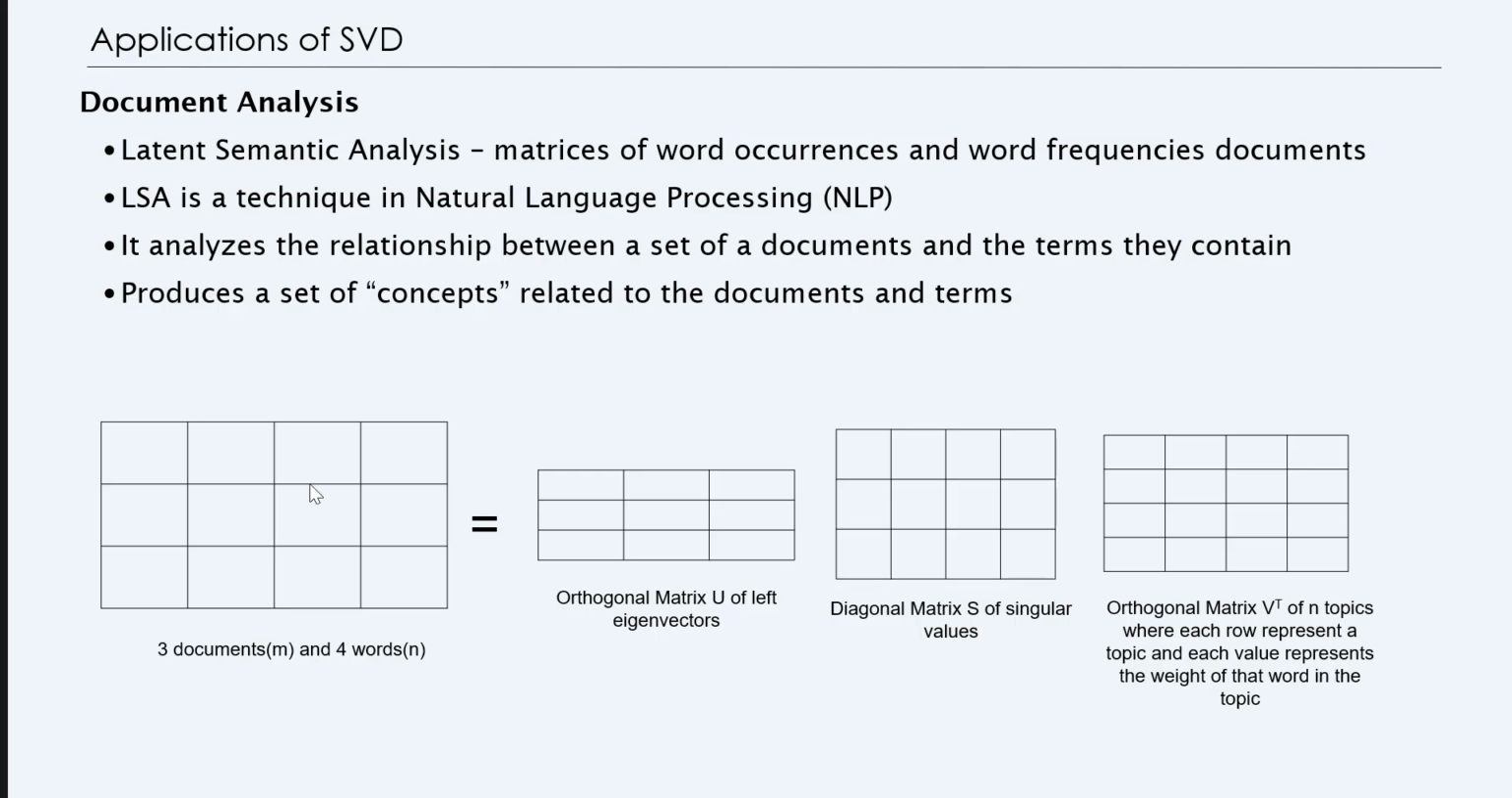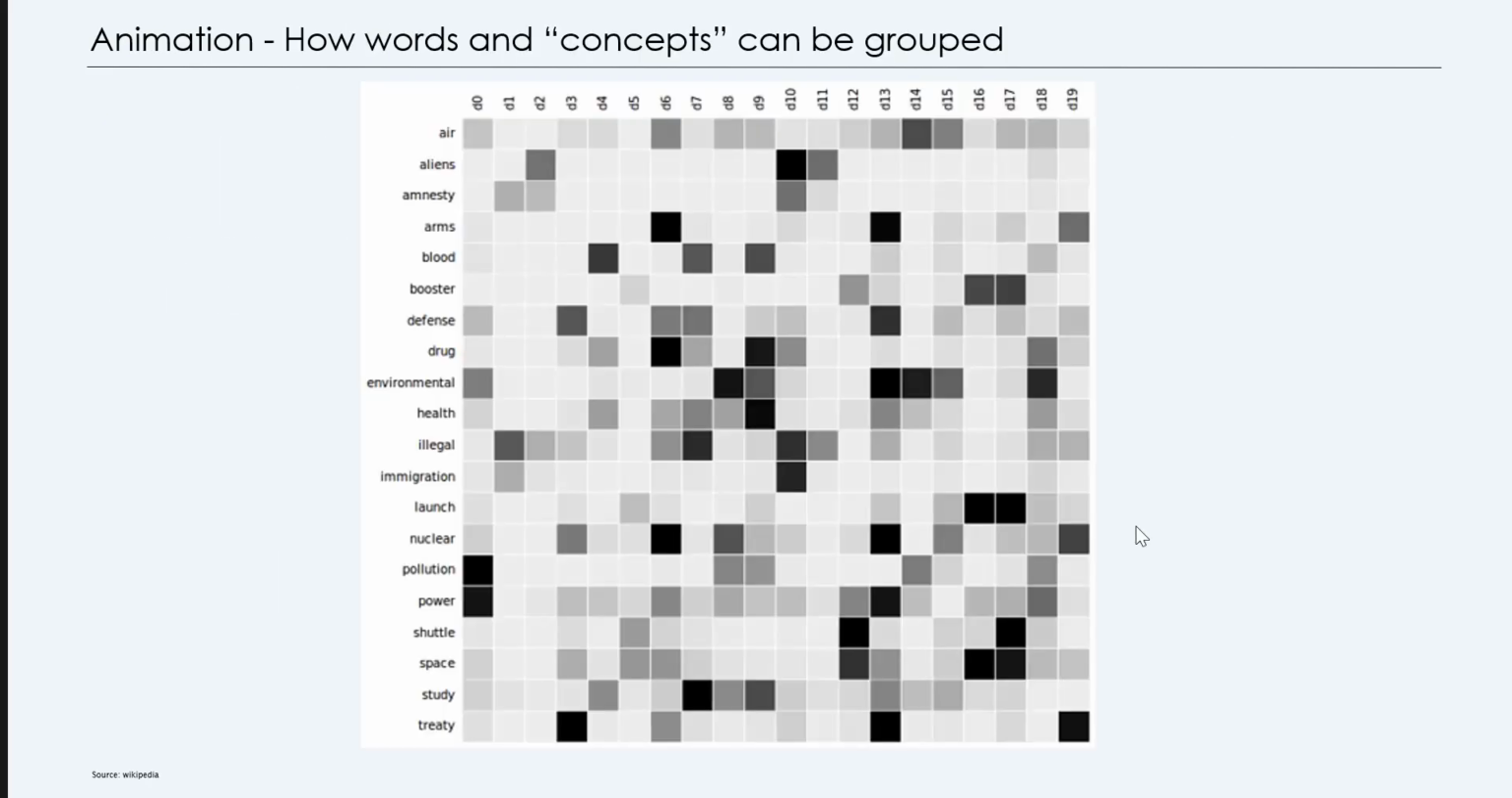This method helps uncover hidden patterns and the meaning in text data, making it useful for tasks like information retrieval, text summarization, and topic modeling. In this case, we have 3 documents and 4 words we consider. The SVD factorization gives us U, S, and V transpose. In the orthogonal matrix V transpose, each row represents a topic and each value represents the weight of that topic.